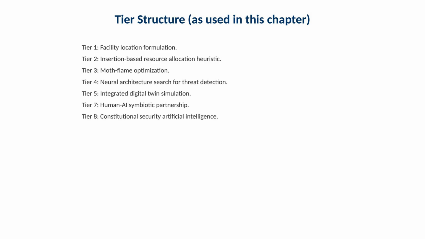This slide previews the tier structure. We start with a facility location formulation to model stations, passenger categories, and technology choices. We then use a practical insertion heuristic, a Moth-Flame optimization meta-heuristic, neural architecture search for threat detection, a digital twin for what-if evaluation, a human and artificial intelligence partnership for augmented screening, and a constitutional framework to keep fairness and privacy aligned.